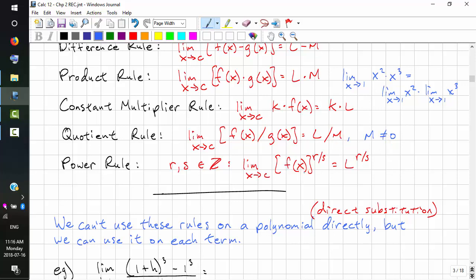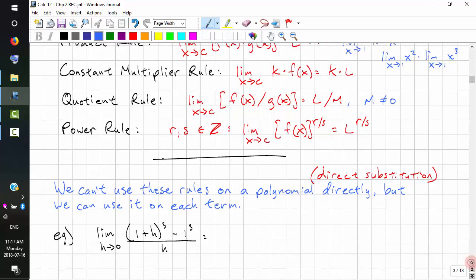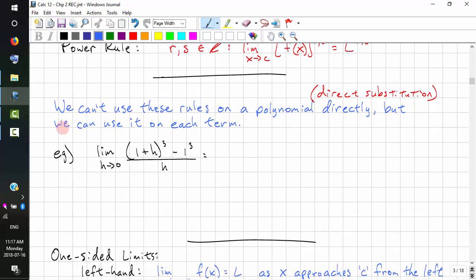This one's a little bit harder. We have a couple new variables, r and s. They have to be integers. Okay, so if we can find the limit as x approaches c of f of x, then we have L to the power of r divided by s. Okay, so if we have r and s as integers, this is called a rational. So this is limited to rationals. It can't be an irrational. We can't use these rules on polynomials directly because this is called direct substitution, but we can use it on each term.